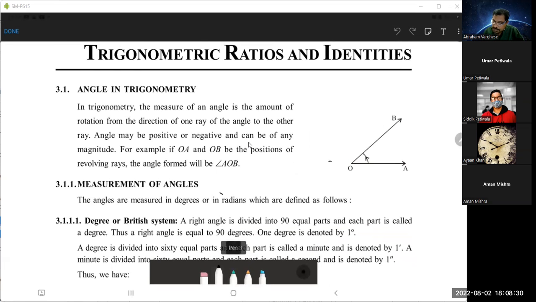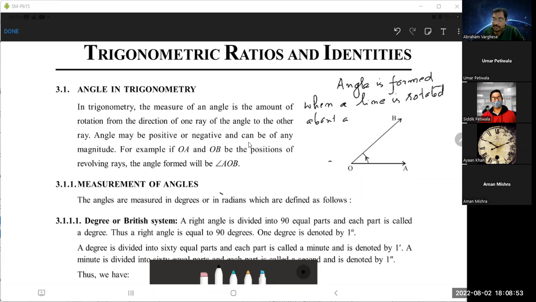So first we write the definition, already you know. Angle is formed when a line is rotated about a point. It's a general definition for the angle. So I have a point here, and this is the line. Initially OA is the line. When it is rotated, after rotating, the new point will be B. Then the angle will be formed.